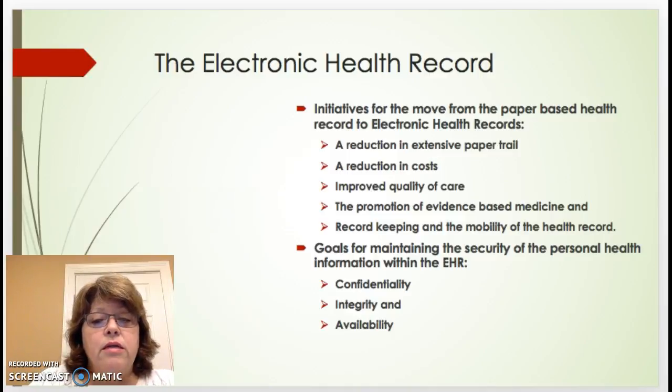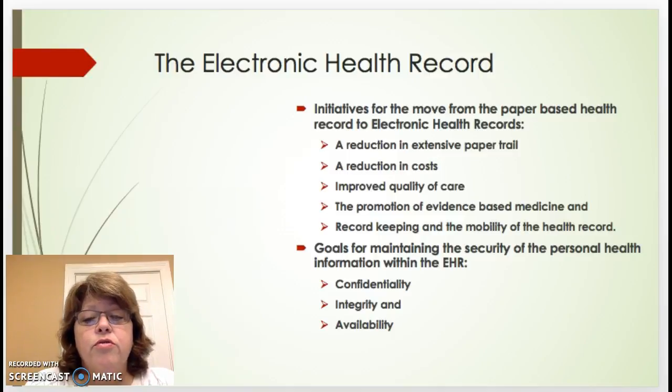Goals for maintaining the security of the personal health record information within the EHR: confidentiality, which ensures the health information is accessible only to those who are authorized to access the information; integrity, which ensures the accuracy of the information documented within the EHR; and availability, that the information is available to the healthcare provider when needed to give care to the patient.